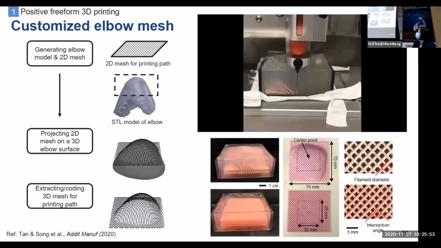So we chose an elbow system, created the 3D geometry for this elbow model, and then print within the slurry. I can show you how it works.